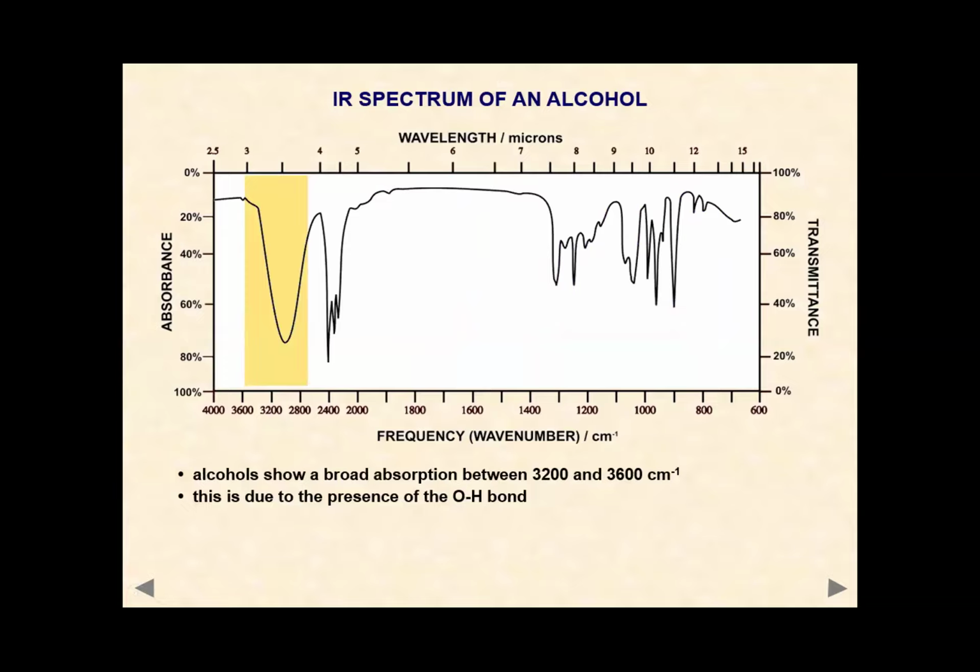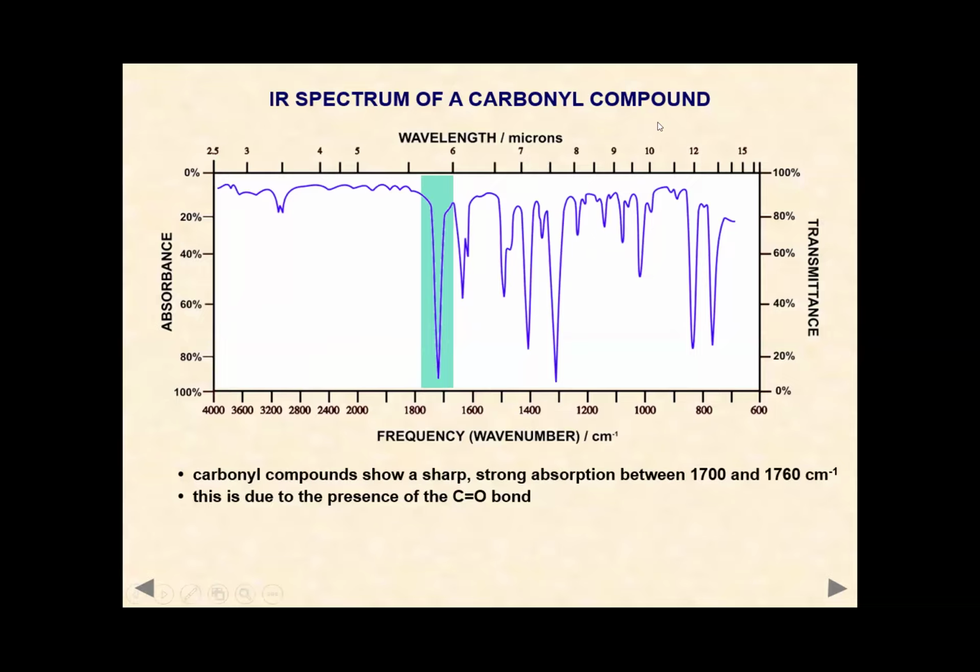Now I am simply going back to this slide. I am simply highlighting the peak which is important to identify the compound. If you want to identify a carbonyl compound, you simply need to look for the peak around 1700 per centimeter to 1760 per centimeter. If you are getting a very sharp and long peak in this range, then it is confirmed that a carbonyl group is present in the compound.